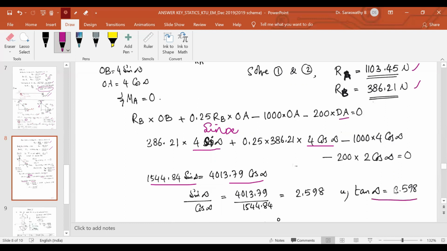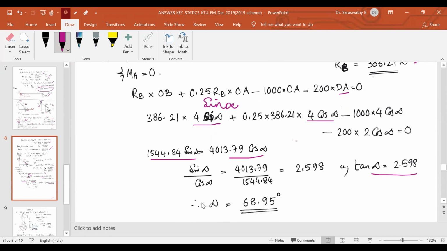Tan alpha equals 2.598. From that we'll get 68.95 degrees. So in the first case, it was 60 degrees given in the question. When it is 60 degrees, we have to apply some horizontal force. Once the angle is slightly increased, made 68.95 degrees, there is no need to apply any horizontal force. It's a very beautiful question.